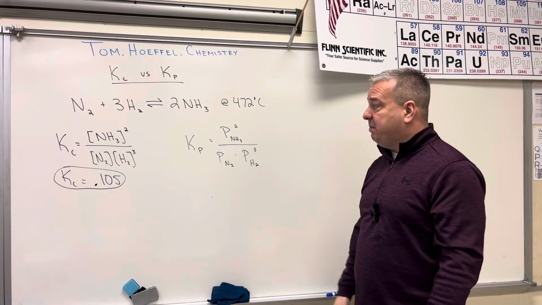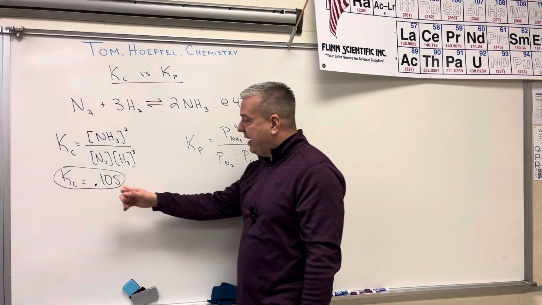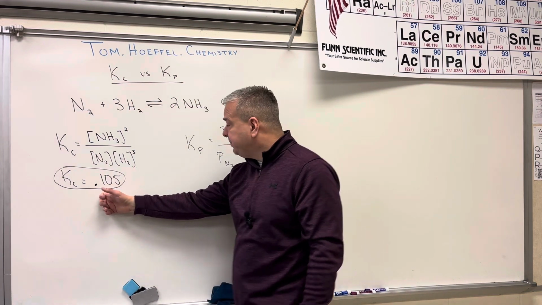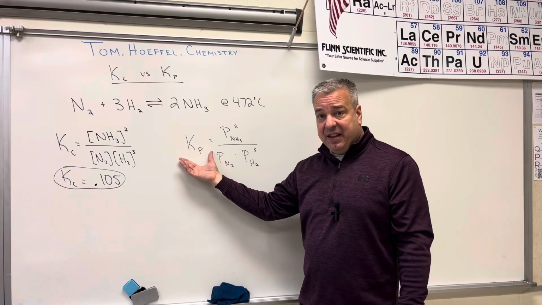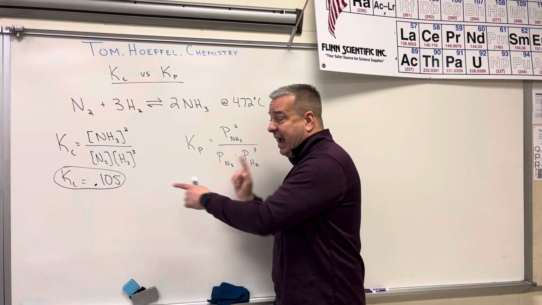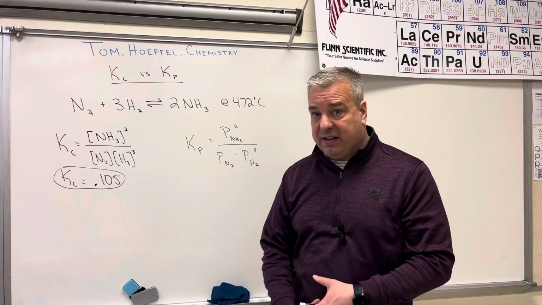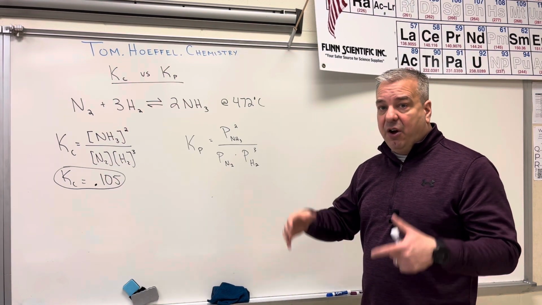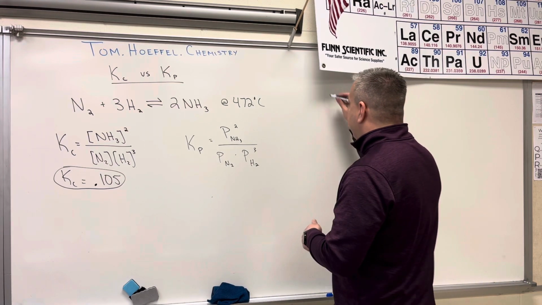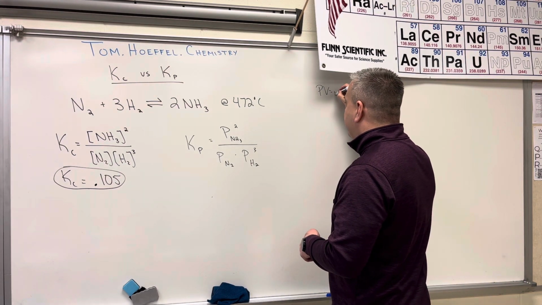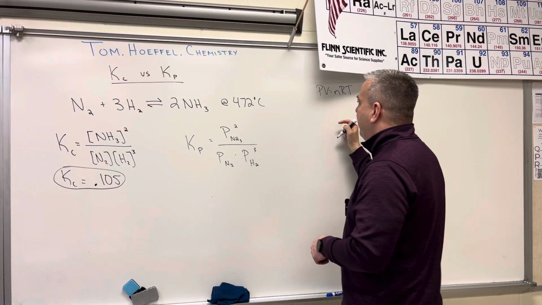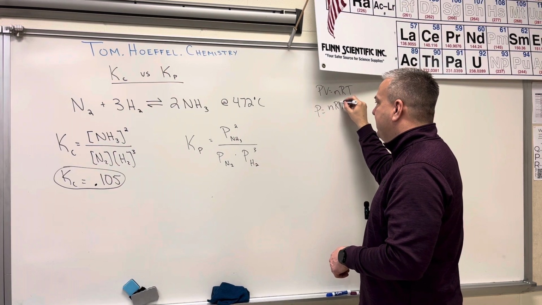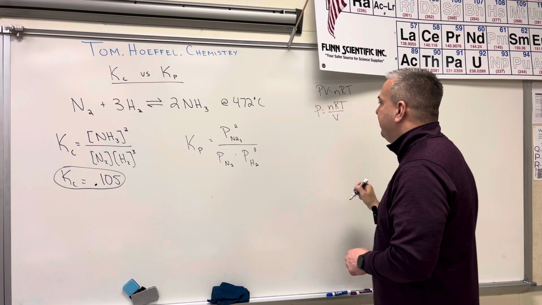And then the big question becomes, well, how can I take this K sub C value that we got in our last video and calculate the K sub P value? Because there is actually a way that you could do this. And the way you do that is by using our favorite equation of PV equals nRT. So we're going to take PV equals nRT, and we're going to solve for pressure. So pressure is going to be equal to nRT over V.